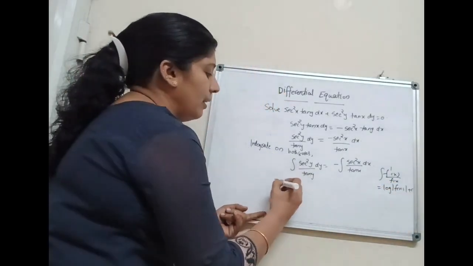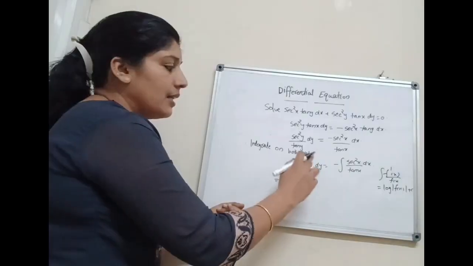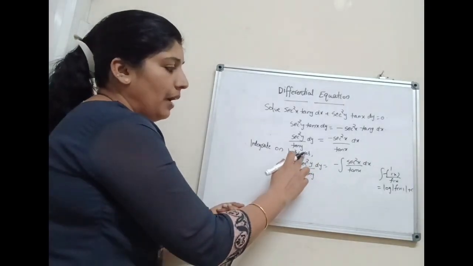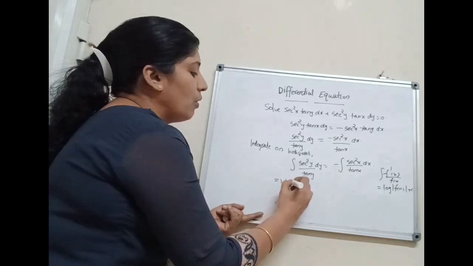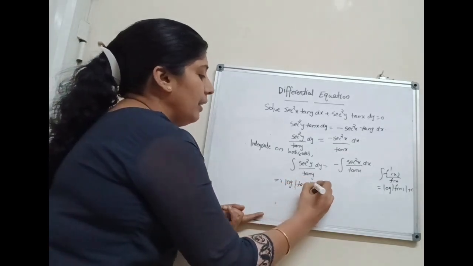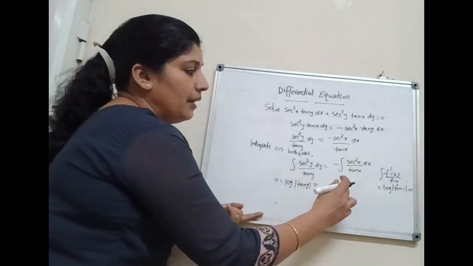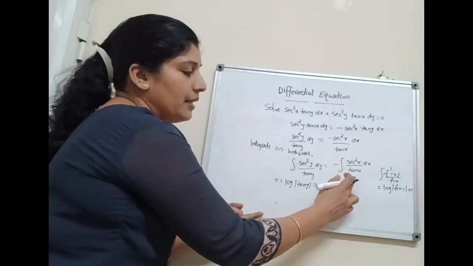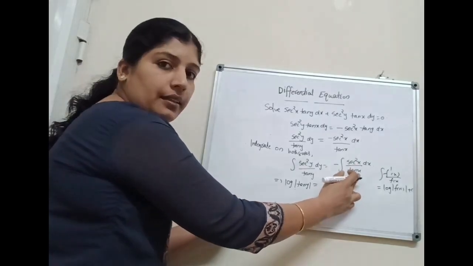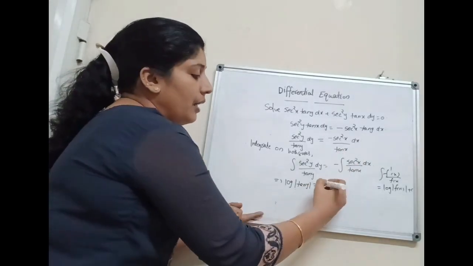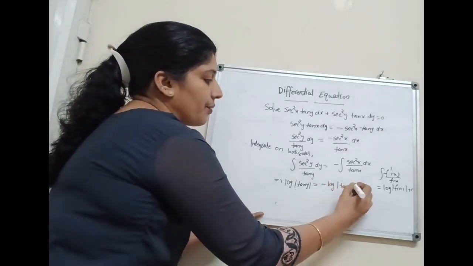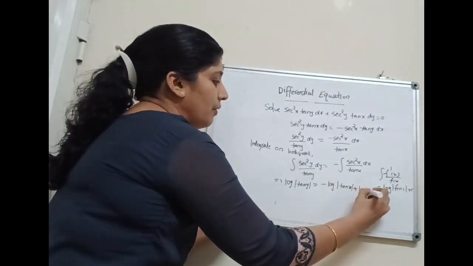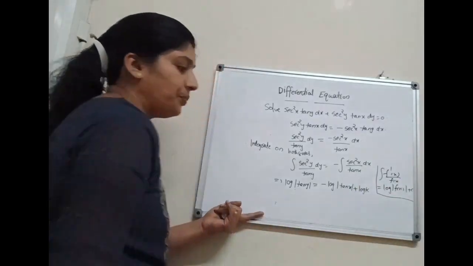Same manner here, derivative of tan y is sec square y. Therefore, it is of the form f dash of y divided by f of y dy. That is equal to log of tan y equal to, now here what? Same manner, f dash of x by f of x. That is, here f of x is tan x. Then derivative of tan x is sec square x. Therefore, it is equal to minus log of tan x plus constant. We can take it as log k.